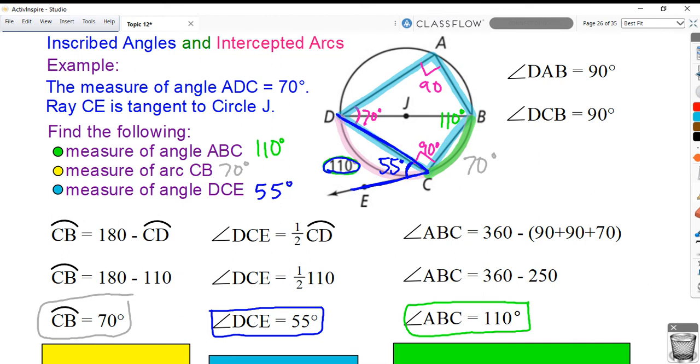As you're looking at your problems, make sure you know what is being asked of you. Make sure you can look at that diagram and figure out clearly enough what is the good information and what's the bad information. It'll do you some good.